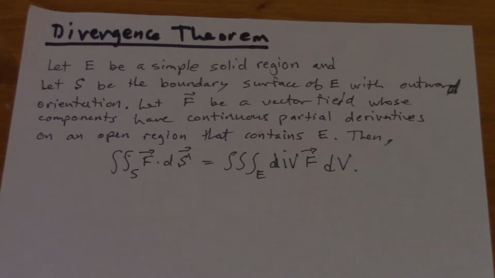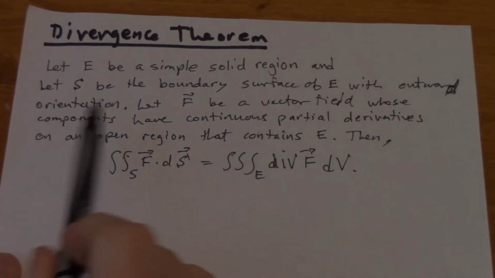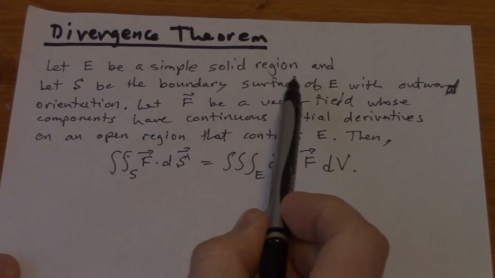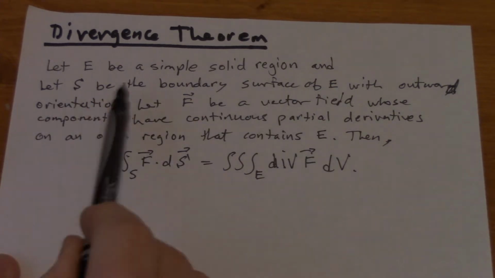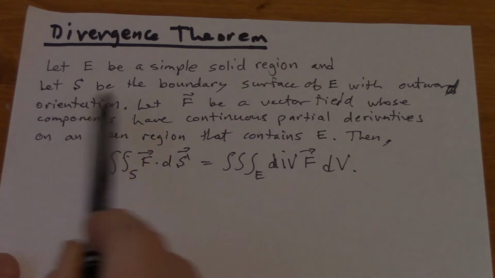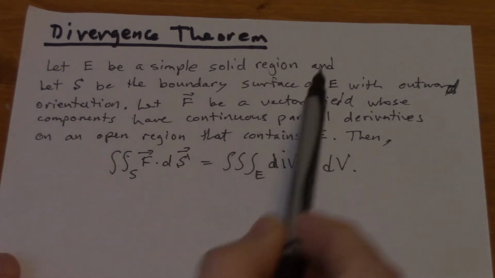Alright class, so this is the last theorem I've got for you. It's the divergence theorem. Here's what it says. E is a simple solid region, and S is the boundary surface of E. In other words, S is a closed surface. It's got a top, bottom, sides, and all.